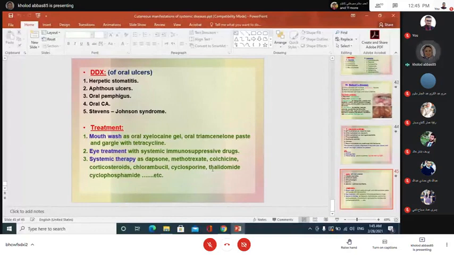For systemic therapy, dapsone has a dramatic role; in the line of treatment, the first line is dapsone. Other immunosuppressive drugs include methotrexate, colchicine, and corticosteroids, among other immunosuppressive agents.